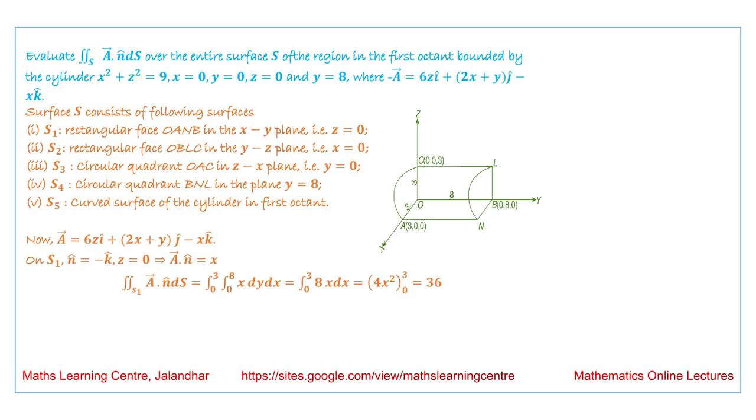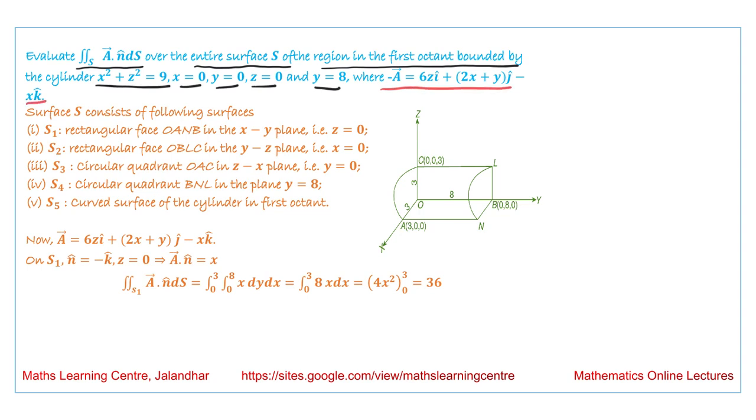Next we have: evaluate the double integral of A vector dot n cap dS over the entire surface S of the region in the first octant bounded by the cylinder x square plus z square is equal to 9, x is equal to 0, y is equal to 0, z is equal to 0, y is equal to 8, where A vector is given in this form.